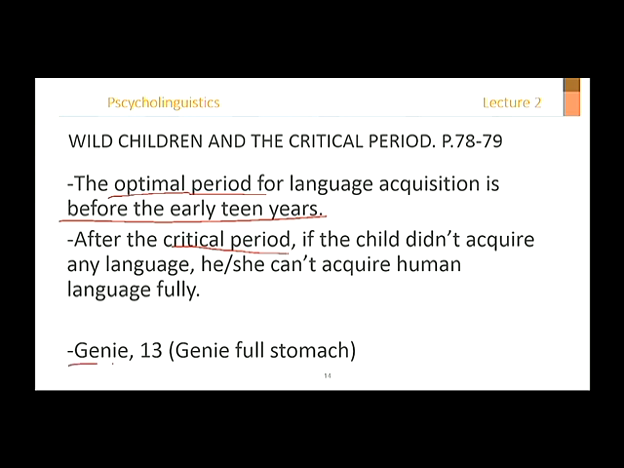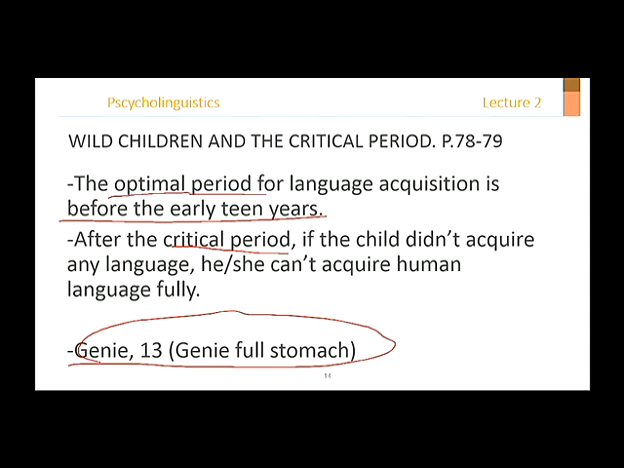And we have the example of Jeannie here. Jeannie is a child who was found in a house, in a locked room. They rescued her in the United States, by the way, in California. Her father locked the child in a room for 13 years, only giving the child some food, but not allowing the child to interact with other people. After 13 years, they rescued Jeannie, and they found that Jeannie did not acquire any language, and she was 13.